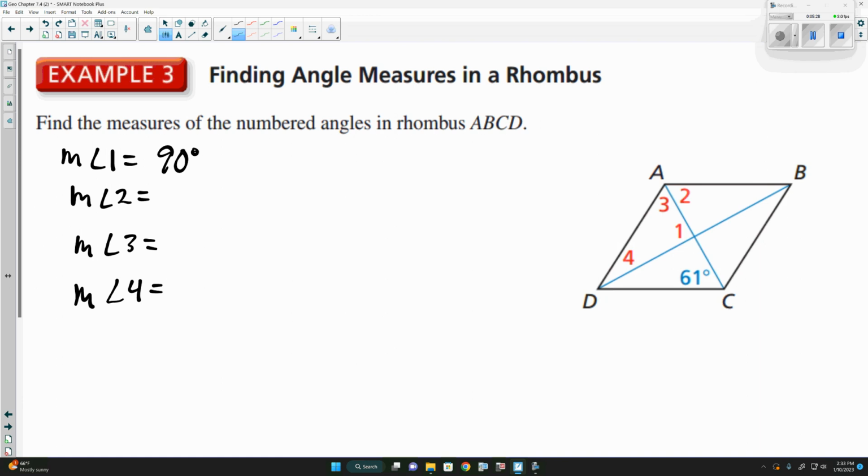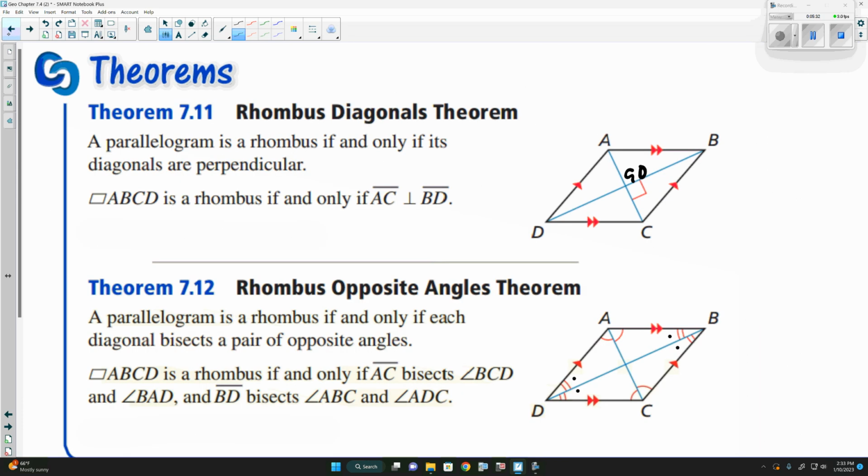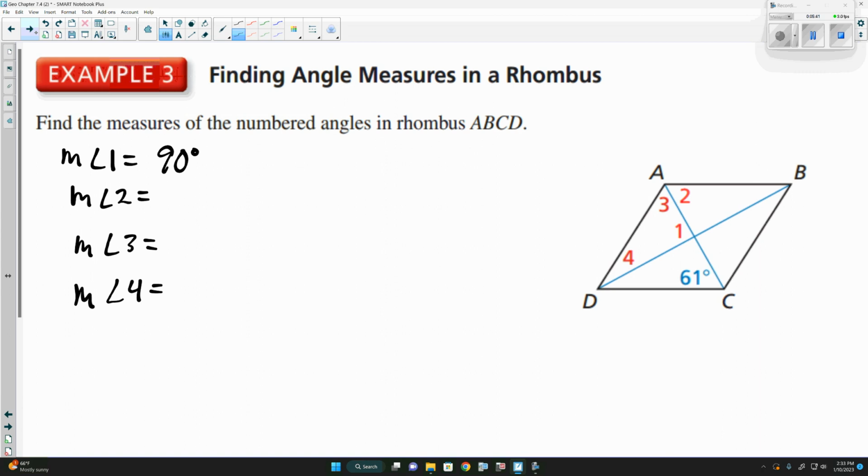Okay, let's find the measure of the numbered angles in the rhombus. A parallelogram is a rhombus if and only if its diagonals are perpendicular, forming right angles. So since this is a rhombus, those two diagonals are going to be perpendicular. So the measure of angle 1 is 90.